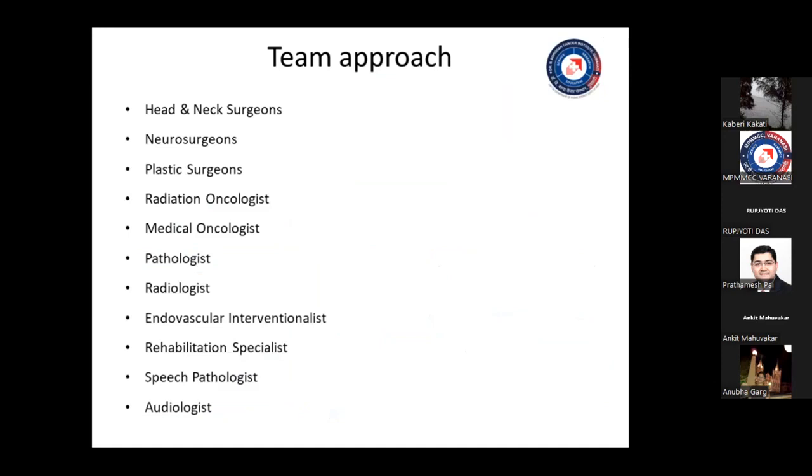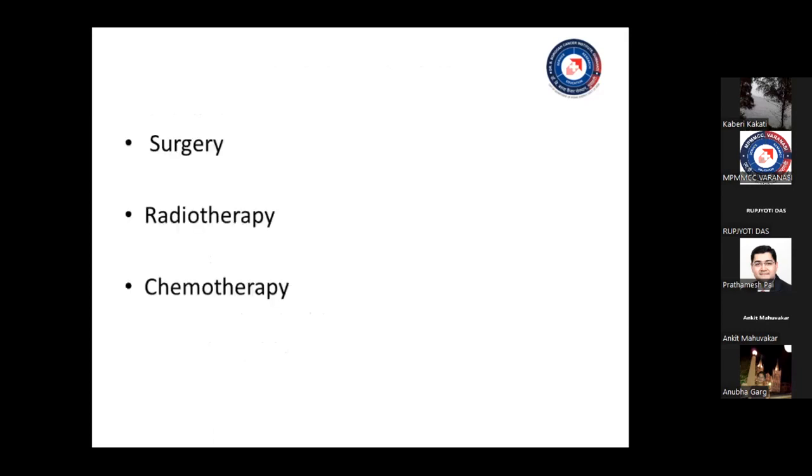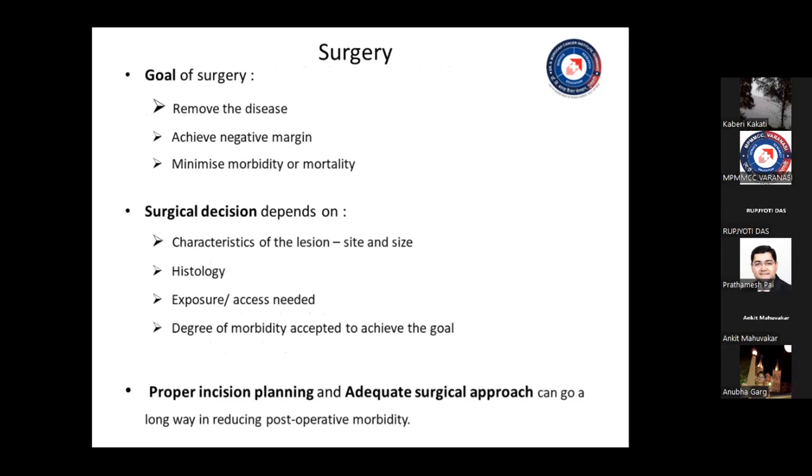Representatives from all the disciplines, like head and neck surgeons, neurosurgeons, plastic surgeons, pathologists, and radiation oncologists, all have to be in the loop for proper management. So coming to the treatment, as in all other cancers, surgery, radiotherapy, and chemotherapy are the baseline of the treatment protocol. The main treatment is always surgery if possible. The goal of surgery is to remove the disease, to achieve a negative margin, and to minimize the morbidity as well as mortality. So the surgical decision depends on the characteristics of the lesion, that is the site and size of the tumor, and the histology.